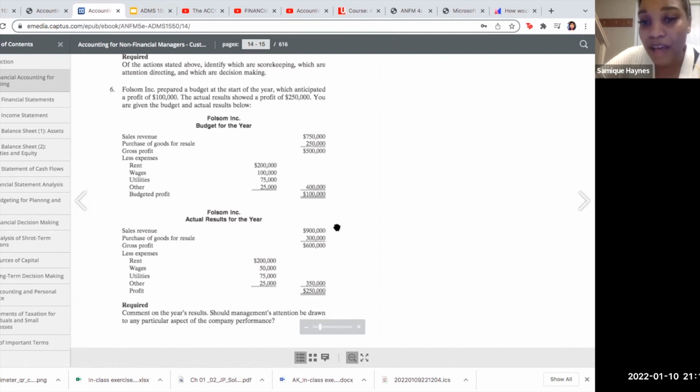How can we comment on that? What can we say? We can say we did well, we did better than expected, there's more sales, very good. So sales increased, we have more sales than we planned. And what about expenses? How are we looking for our expenses? Let's look at the cost of goods sold, the purchase of goods for resale. $250,000 was the budget, and we actually ended up spending $300,000. So we spent more. Is that a bad thing or a good thing?